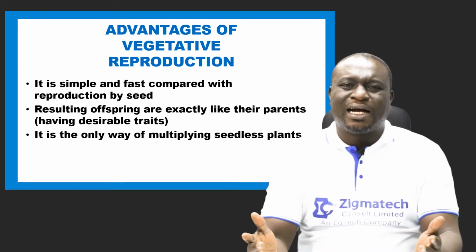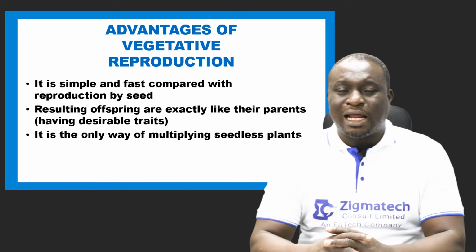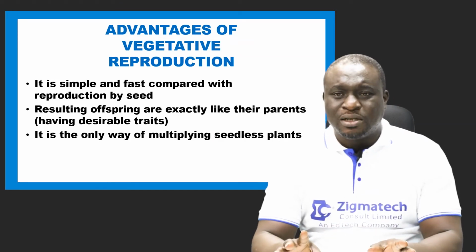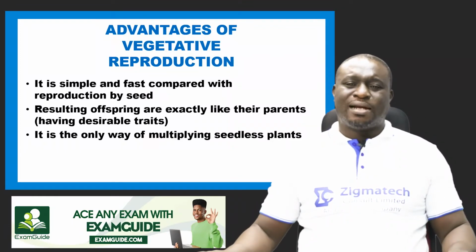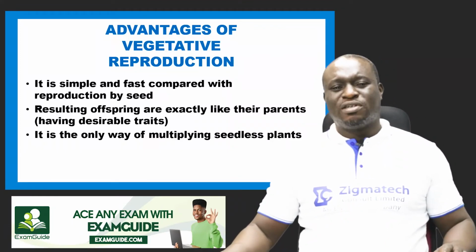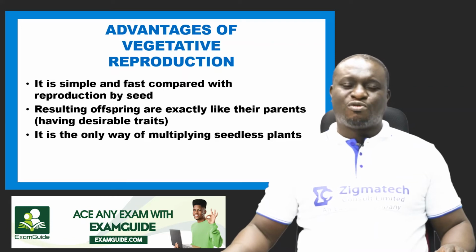Seedless plants like pineapples and bananas are seedless plants, so it is the only way of multiplying seedless plants. And then let's take a look at some of the disadvantages of vegetative reproduction.